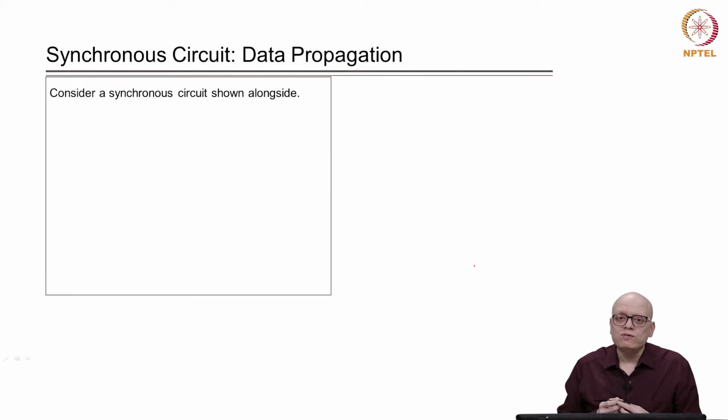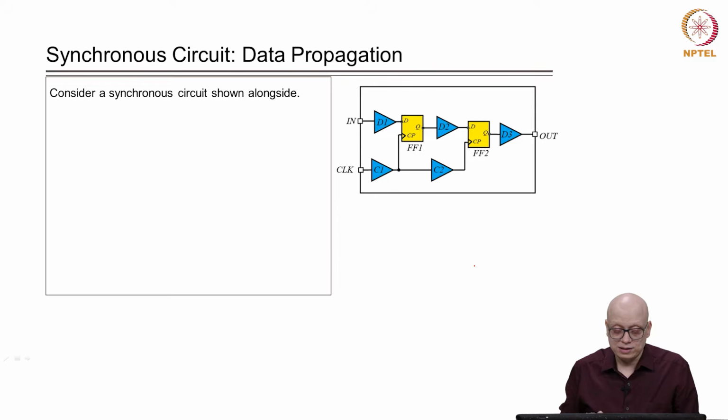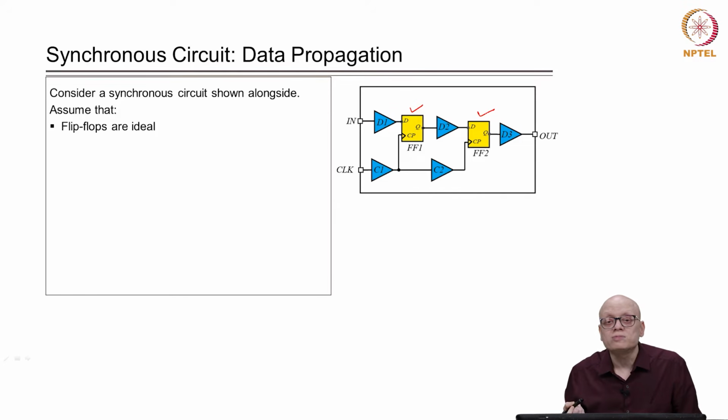Now, before moving further, let us understand what is expected out of a synchronous design and what the valid states of a synchronous design are. So, let us consider this circuit. In this circuit there are, say, 2 flip-flops. For simplicity, let us assume that these flip-flops are ideal, meaning that the clock to Q delay is 0, the setup time of the flip-flop is 0 and the hold time is also 0, right. So we are assuming that our flip-flops are ideal.